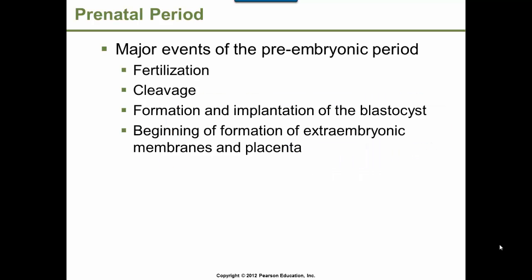Major events of the pre-embryonic period include fertilization, cleavage, formation and implantation of the blastocyst in the uterine wall, and the beginning of formation of the extra-embryonic membranes and the placenta.